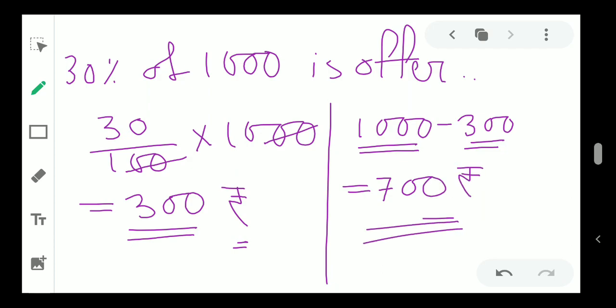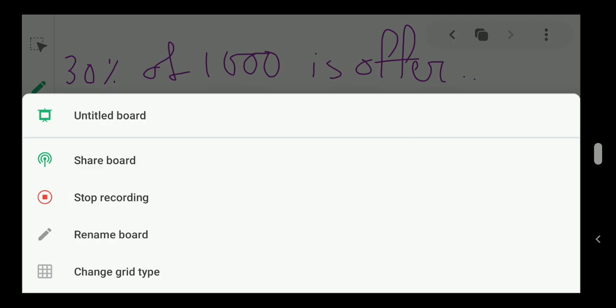This is very important for you to understand, to know the price when you want to buy anything in a shopping mall or somewhere. So this is basically all about percentage. Let me do some more.